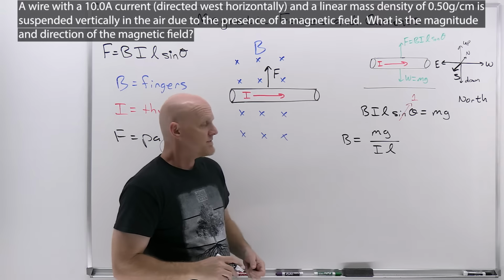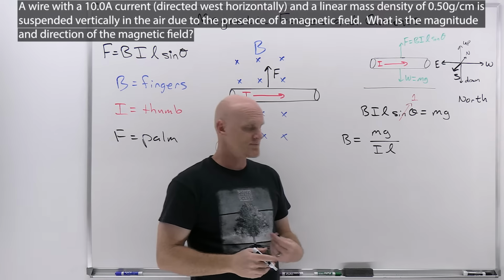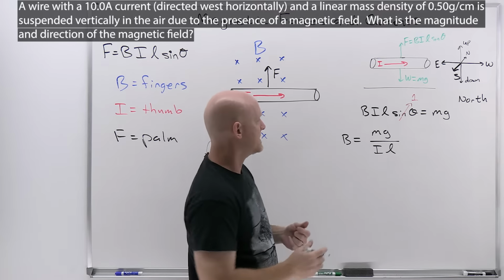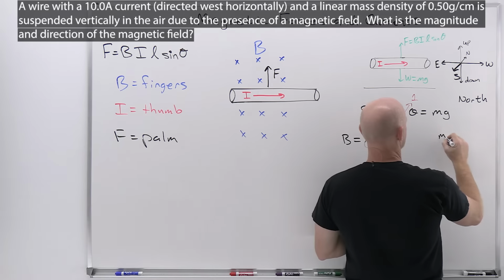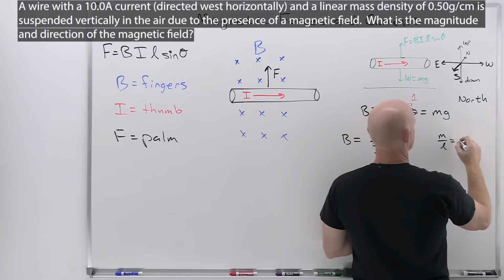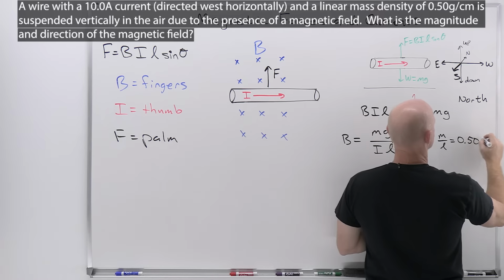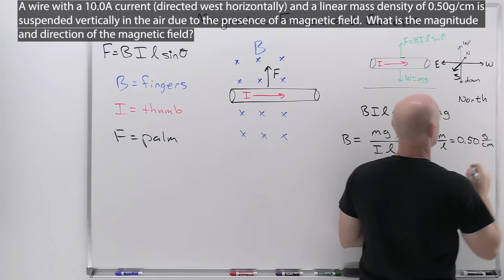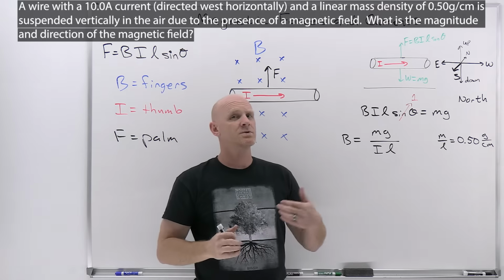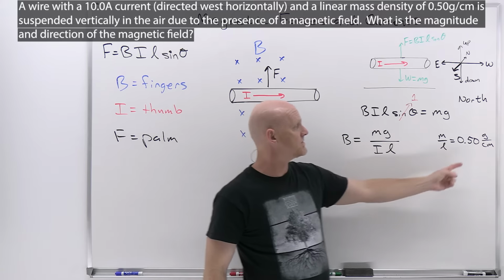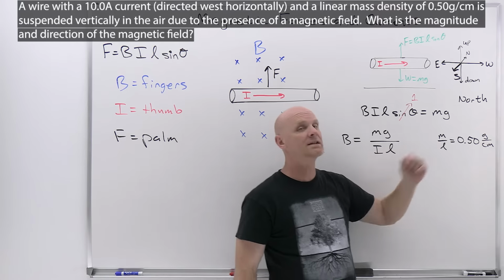Now, a couple things. We were given the linear mass density in this problem. And a linear mass density is a mass per unit length. So in this case, it was given as 0.50 grams per centimeter. And if you didn't realize it was mass per unit length, you could see it from the units: it's mass per unit length.